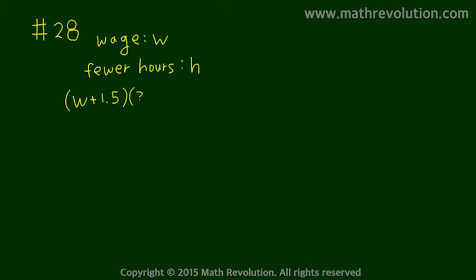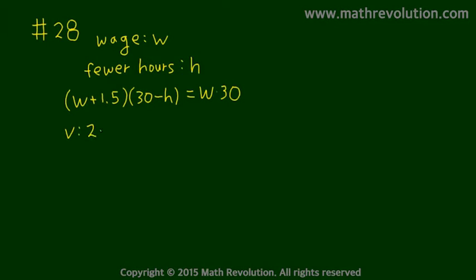Let's represent the hourly wage with W. And we'll represent the fewer hours worked, some number of hours worked, with an H. Okay? So here we have, based on the information given, W plus 1.5, that's the wage increase, times 30 minus H, that's the fewer hours, supposed to be the same as the current earning, which is wage times 30.